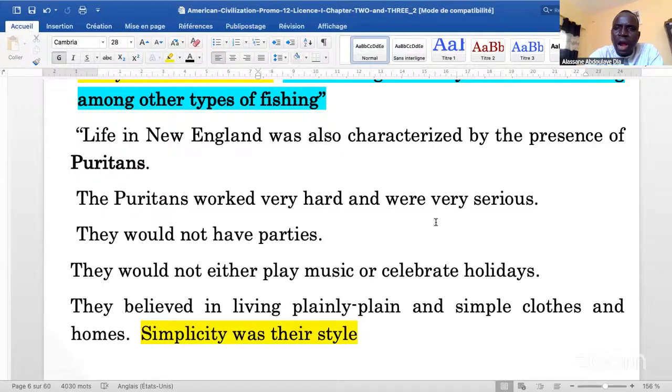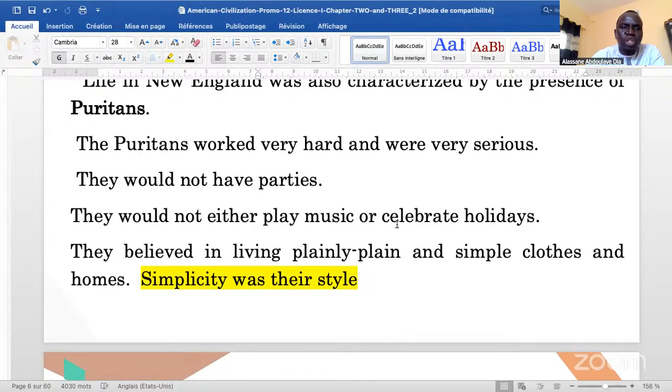People who worked very hard and very seriously. They would not have parties. Puritans do not believe in parties. Puritans are very religious people. They would not play music either. They don't celebrate holidays. If you compare Puritans and our ordinary life, we will just compare them with the Ibadu in our natural life.